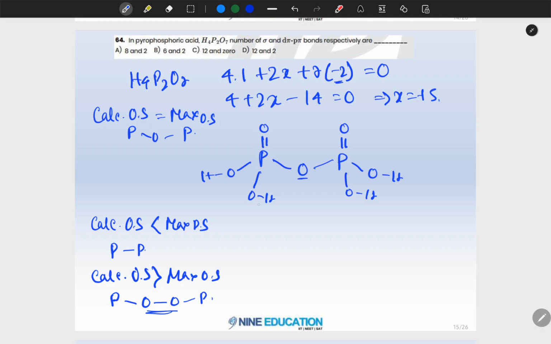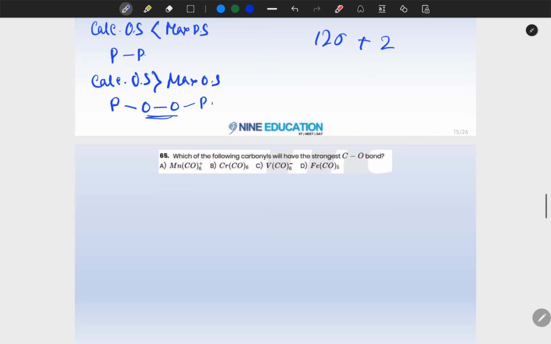So how many sigma bonds are present over here? 1 2 3 4 5 6 7 8 9 10 11 12. So there are 12 sigma bonds. Along with that, how many dπ-pπ bonds are present? So there are actually 2 dπ-pπ bonds. So that's why D should be the correct answer. Let's proceed to the next question.